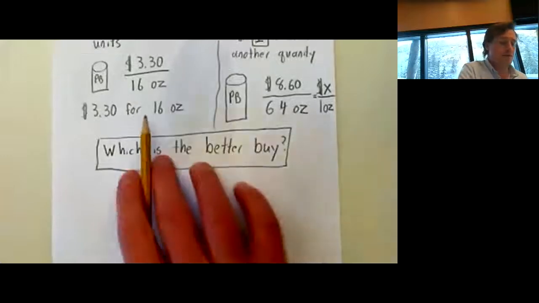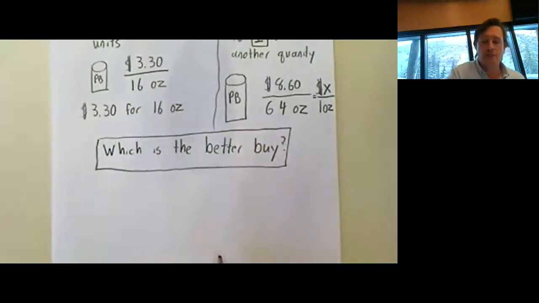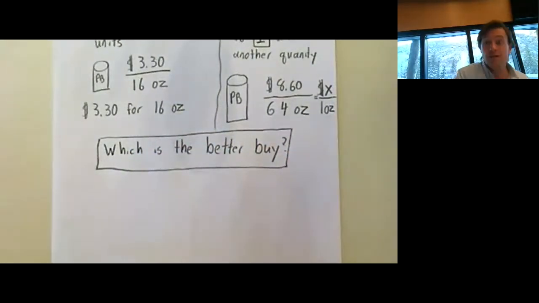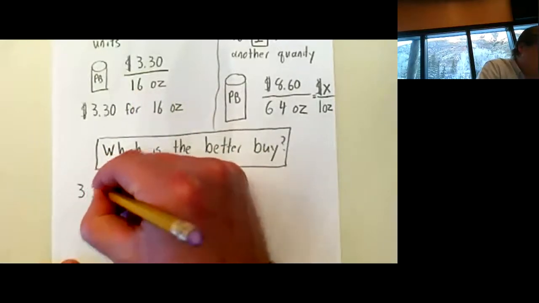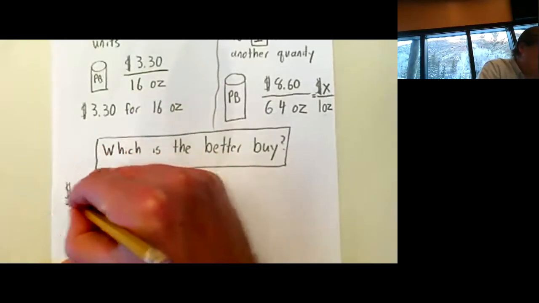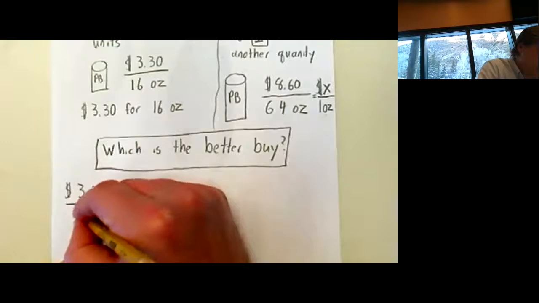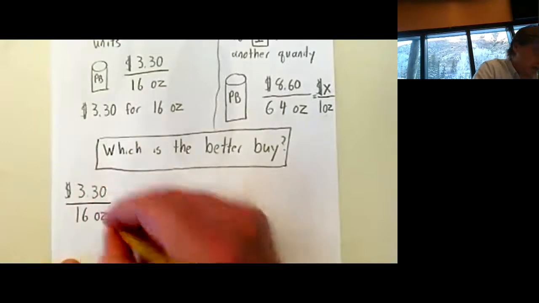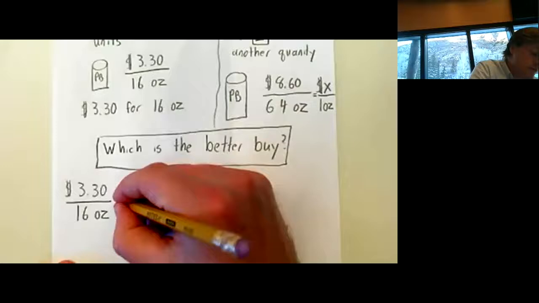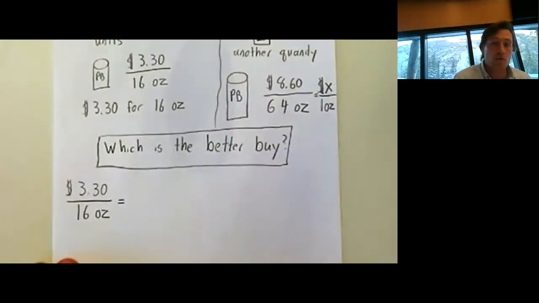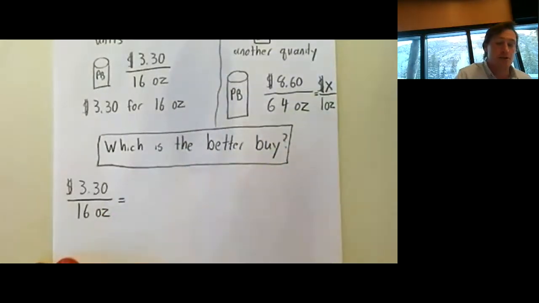So we're going to use our examples up here and figure out which of these is the better buy. First thing we're going to do is write down that rate. So $3.30 over 16 ounces. Now I include my units to make sure that everything's in line, which you guys need to do as well. When we're talking about rates and unit rates, units are super important.